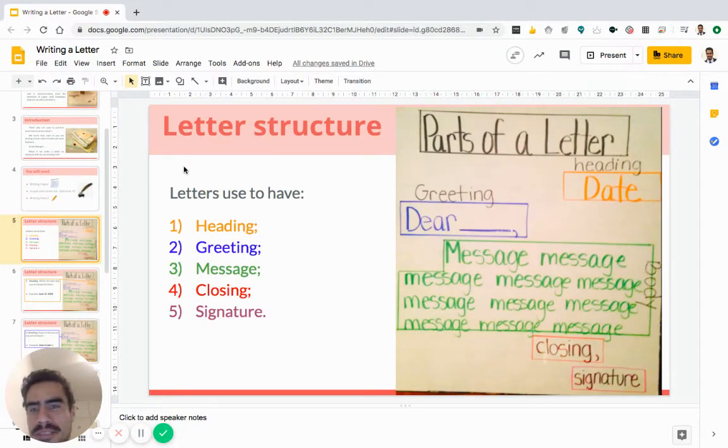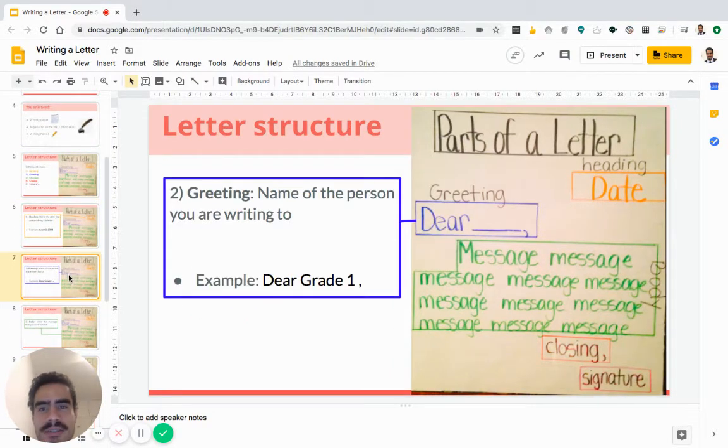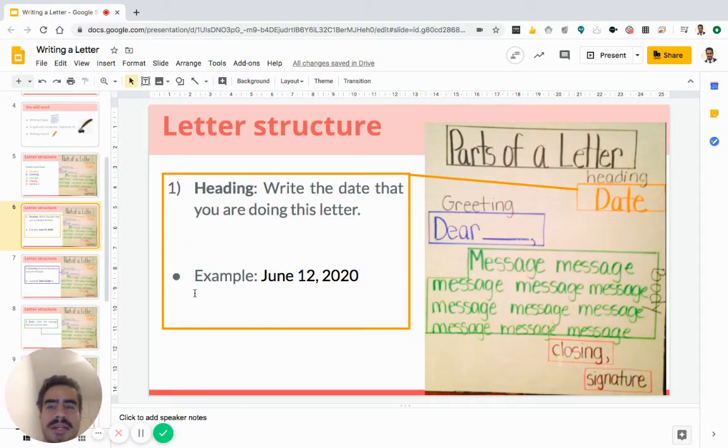Before you write your letter, it's important that we learn a little bit more about the letter structure. Letters used to have five main things in their structure: heading, greeting, message, closing, and signature. Don't worry, we will go over each one of these. So let's begin with the heading. The heading, as you can see in the example here on the right, is the date, in orange. So you write the date that you are doing this letter.